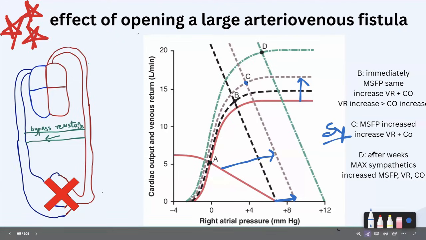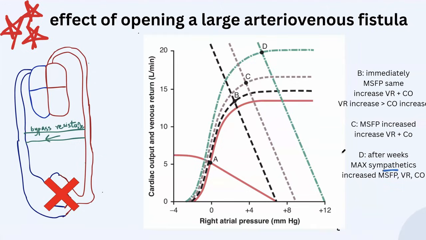Then you have D. D is after weeks. So let's erase this again. All right. So after a few weeks, the sympathetic system is going to reach its maximum effect, okay? Maximum effect. That means it's going to act on the heart. The heart is going to be pumping at its hardest capacity, at its strongest capacity. It has increased rates. Everything is increased, okay?